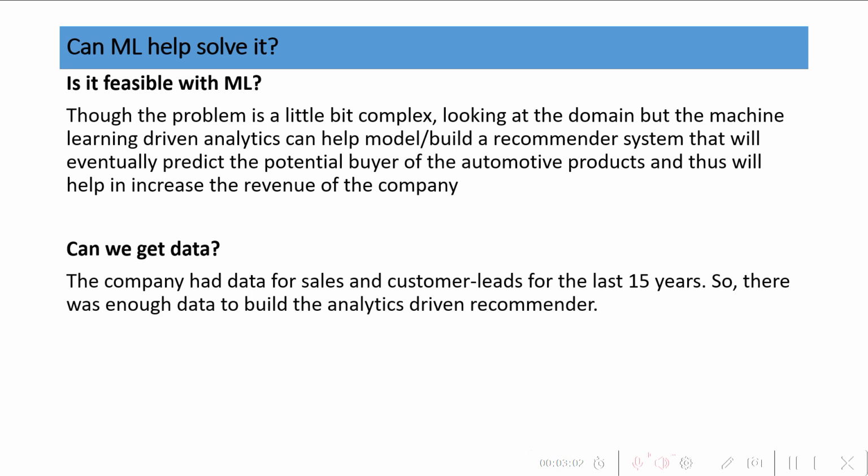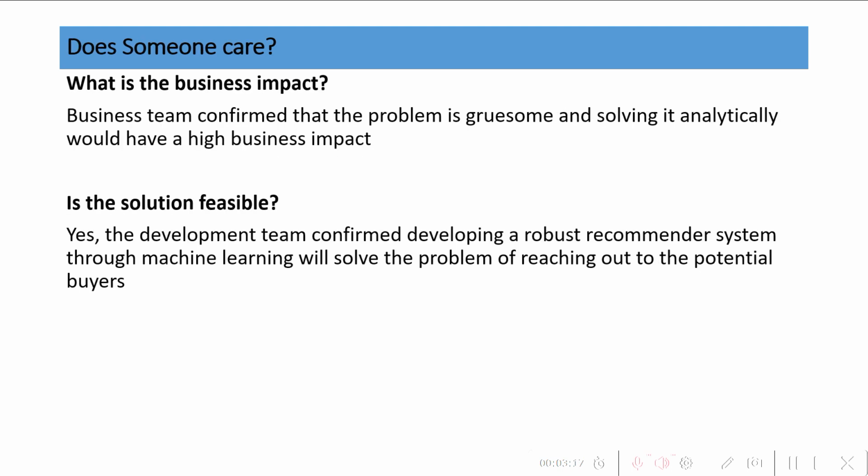The next question: can the development team get enough data to build the model or the recommender system? Yes, the company had data for sales and customer leads for the last 15 years. So there was enough data to build the analytics driven recommender system. Does someone really care if it is machine learning or not? So what was the business impact? The business team confirmed that the problem is gruesome and solving it analytically would have a high business impact.